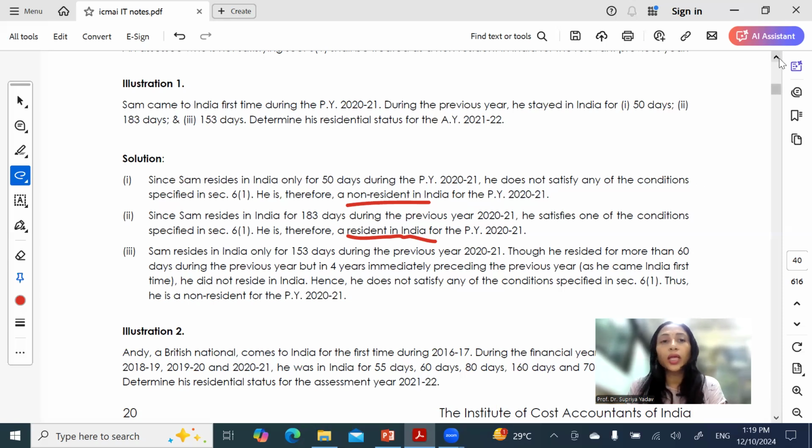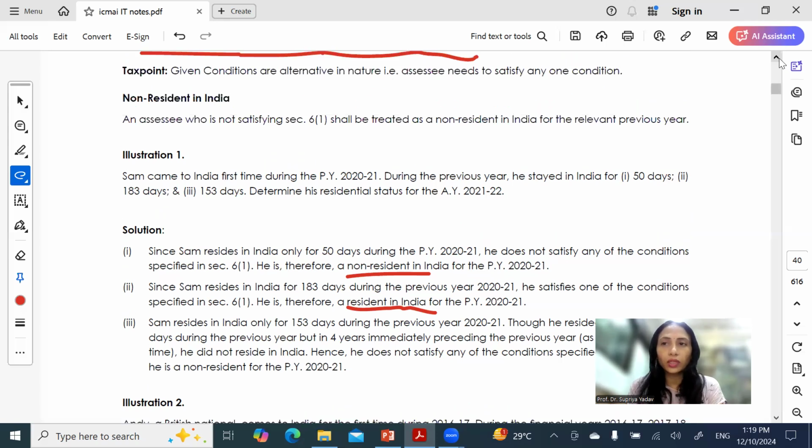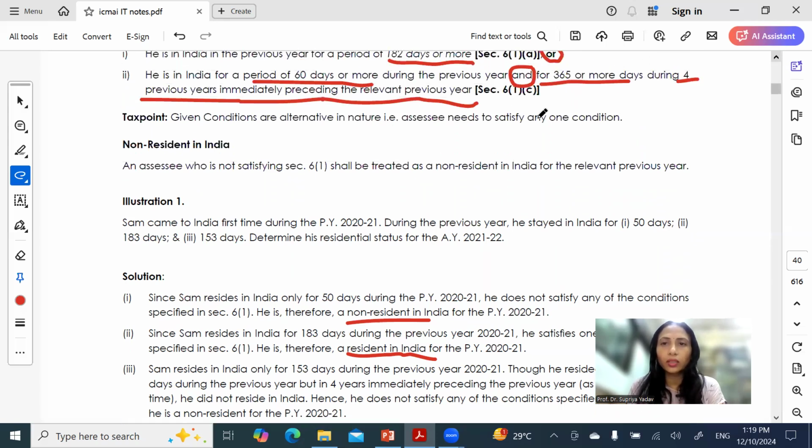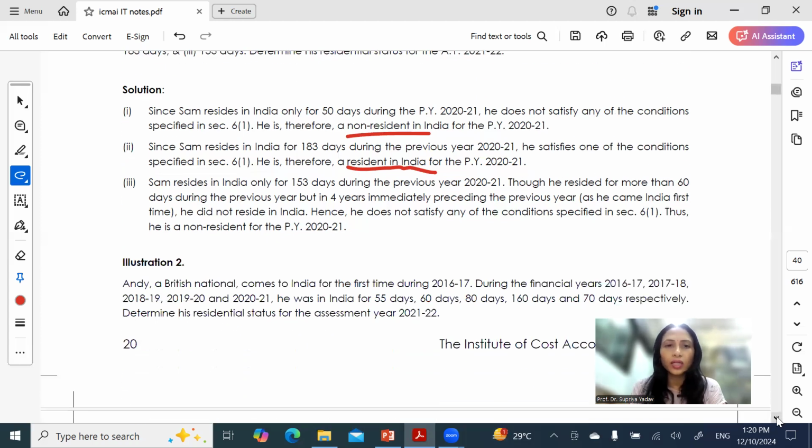But the next condition, the 'and' condition, is 365 or more days during the 4 previous years immediately preceding the relevant previous year. He can't satisfy this condition because Sam came to India for the first time. So that's why Sam becomes a non-resident of India for previous year 2021.